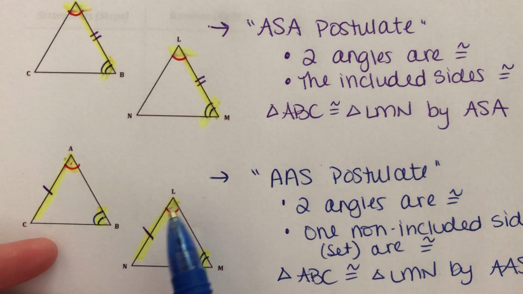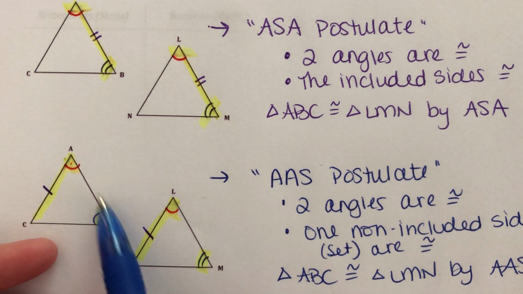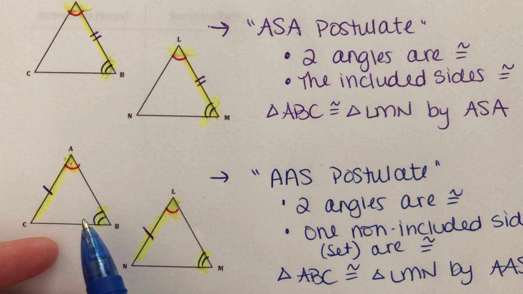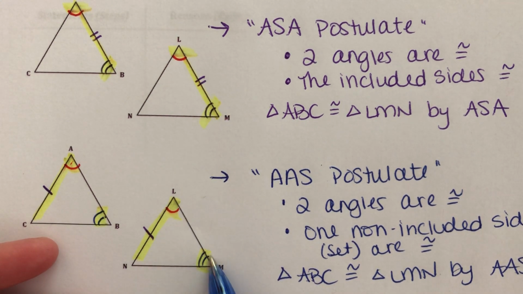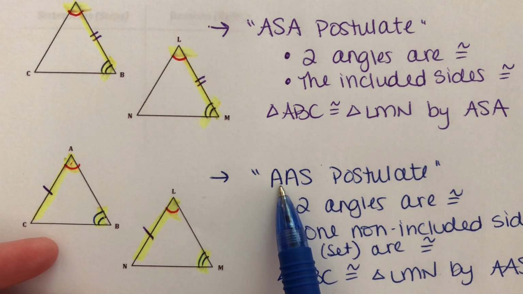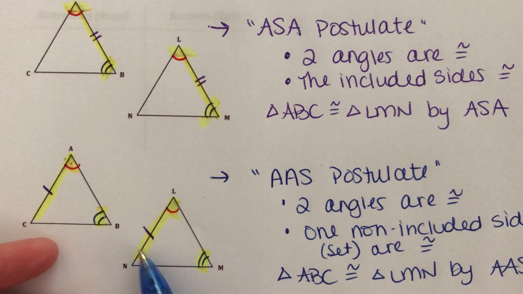We don't care about that 3rd angle. As long as these first 2 are congruent, we're good. And then a non-included side. So up here, ASA had to be this line in between our 2 angles. For AAS, it has to be one of these 2 lines that's not in between our 2 congruent angles, right?